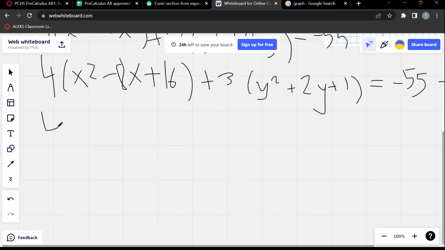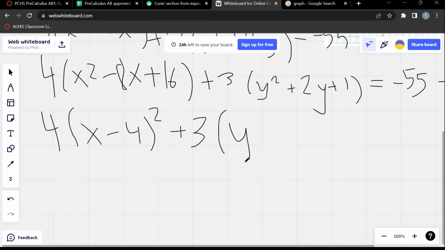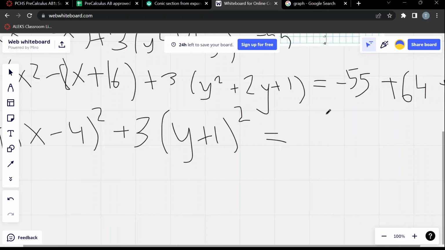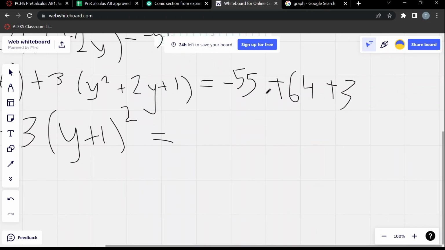Now with this, we can turn the x squared minus 8x plus 16 into a square, which we know is x minus 4 squared. And we can do the same thing for the y's. On the right hand side of the equation, we can add up these numbers, which is 12.